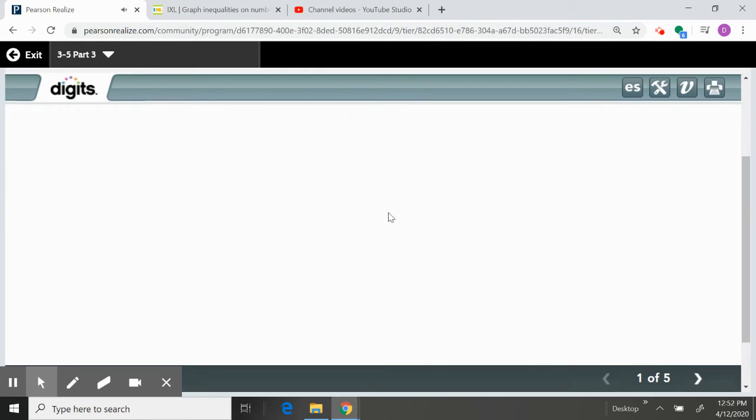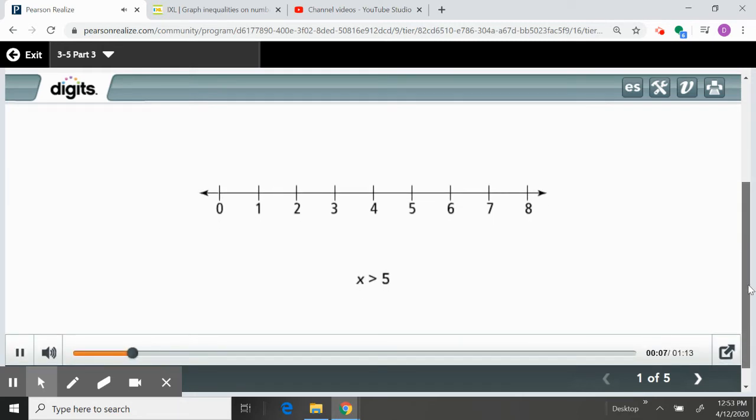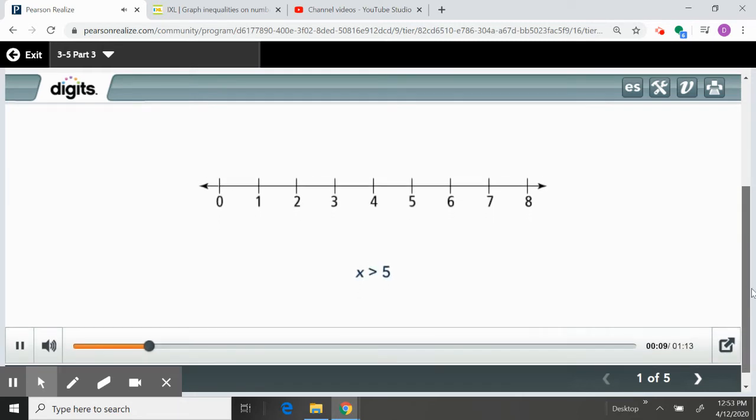The graph of an inequality is part of a number line. Graph the inequality, x is greater than 5, on the number line. X is greater than 5, so all values greater than 5 are solutions of this inequality.